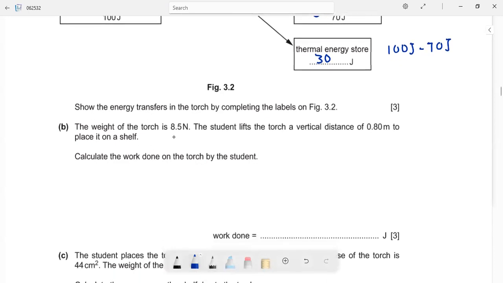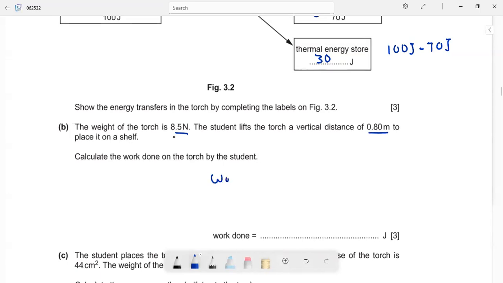The weight of the torch is 8.5 newtons. The student lifts the torch a vertical distance of 0.8 meter to place it on a shelf. So he's placing it on the shelf with a vertical distance of 0.8 meter. The force applied is 8.5 newtons. Calculate the work done on the torch by the student.